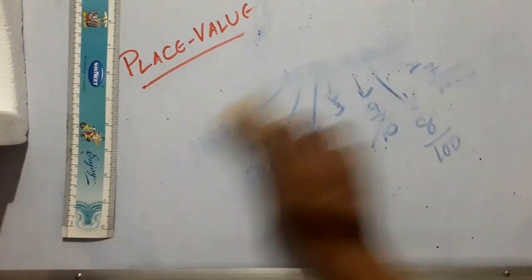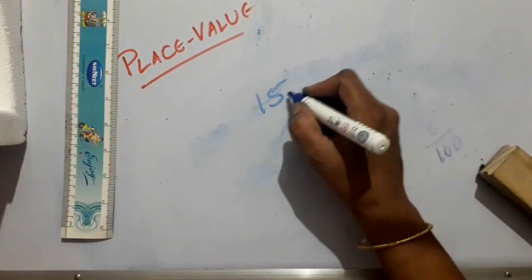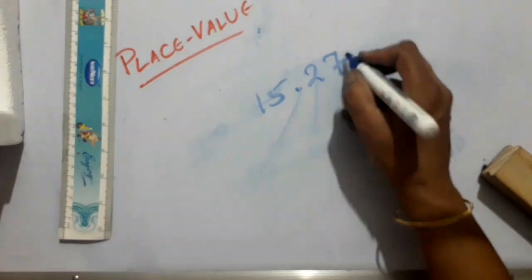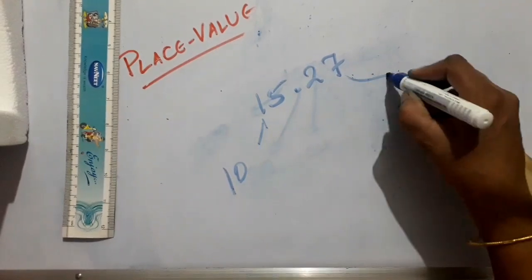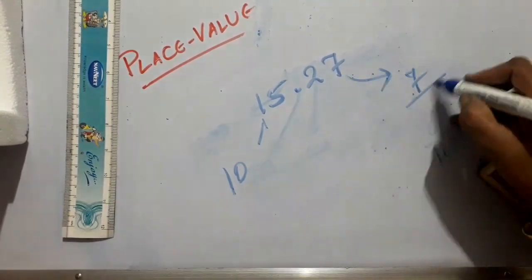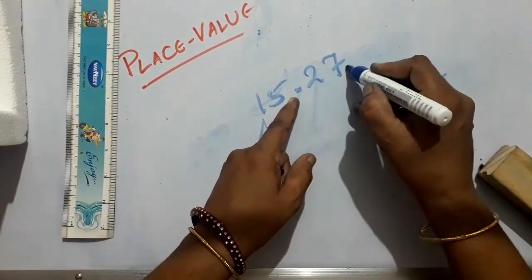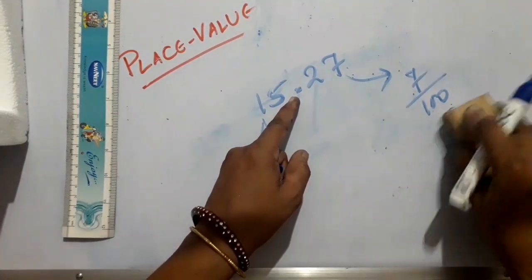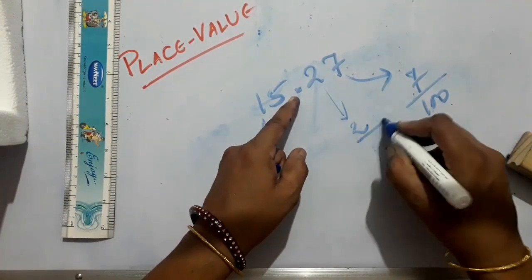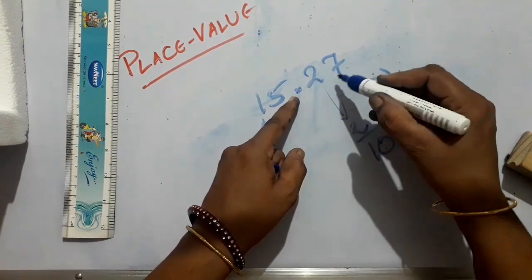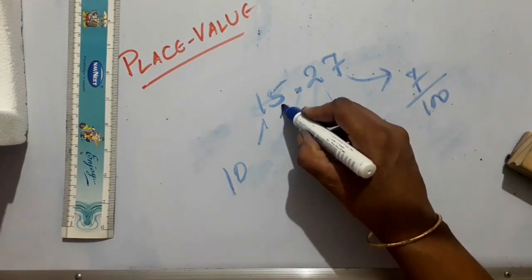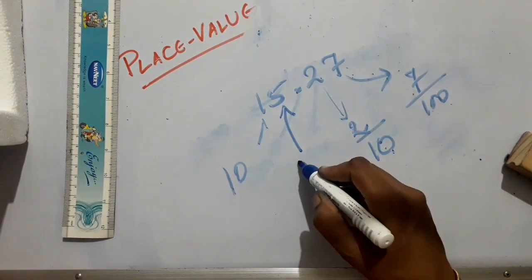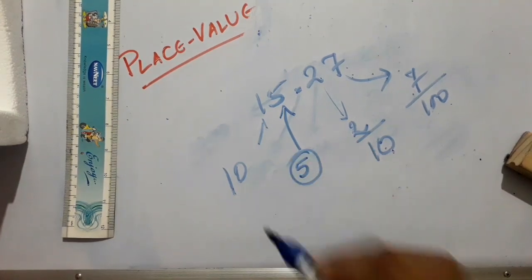Similarly, let us do one more example. Say you are given 15.27. What is the place value of 1? That is 10. Place value of 7, that is 7 upon 100, because it is the second digit after the decimal point. What is the place value of 2? That is 2 upon 10. After the decimal point, first digit, so the denominator is 10. What is the place value of 5? That is, 5 is in ones place. So place value of 5 is 5.